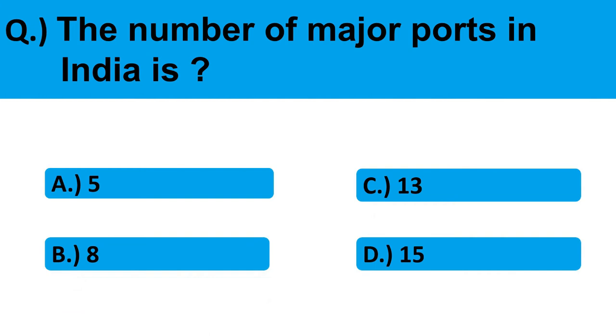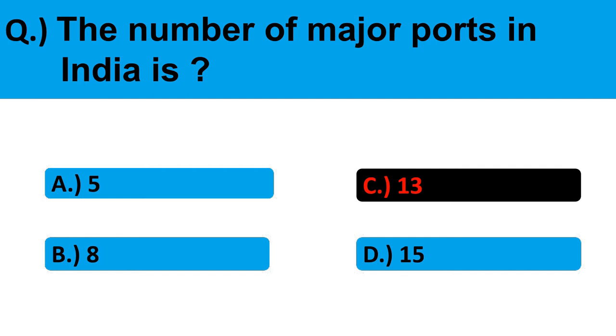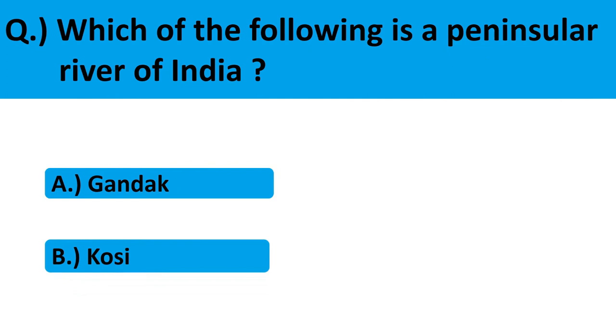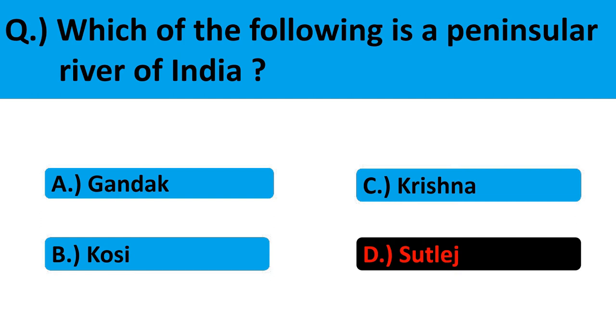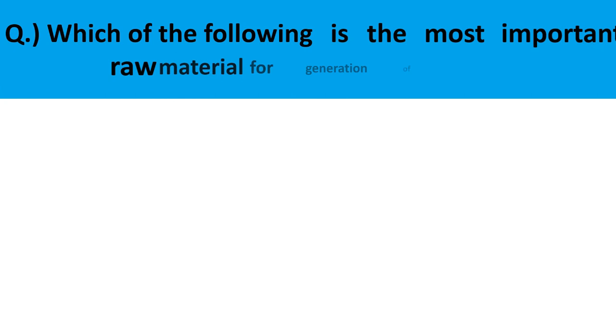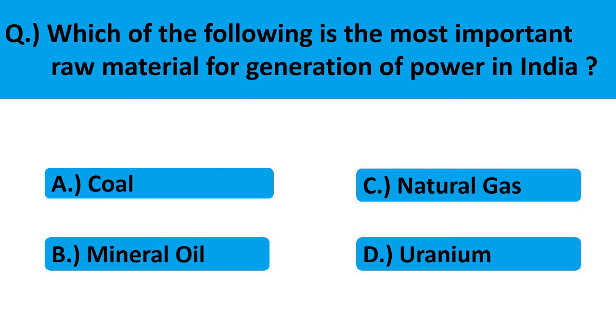Question number 66. The number of major ports in India is? Correct answer is 13. Question number 67. Which of the following is a peninsular river of India? Correct answer is Sutlej. Question number 68. Which of the following is the most important raw material for generation of power in India? Correct answer is coal.